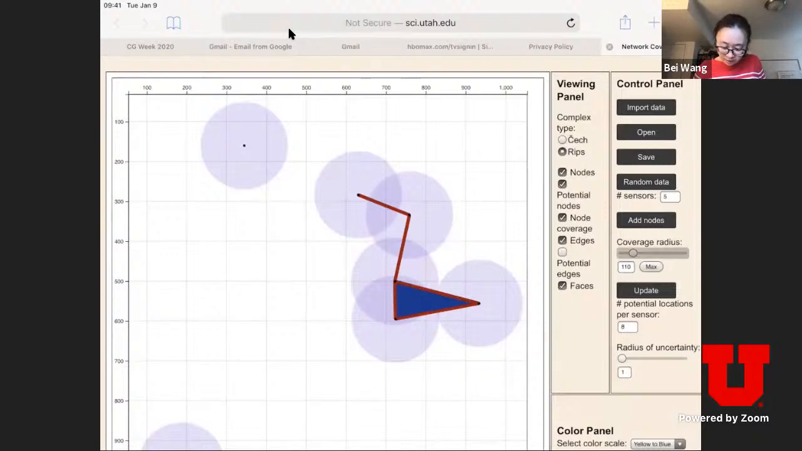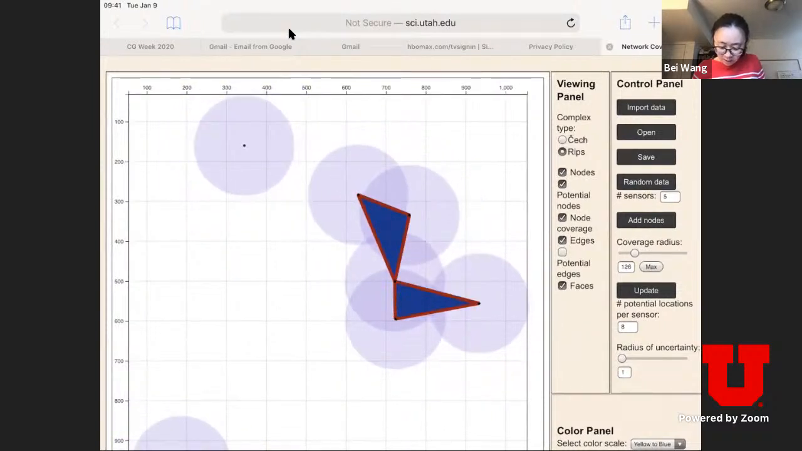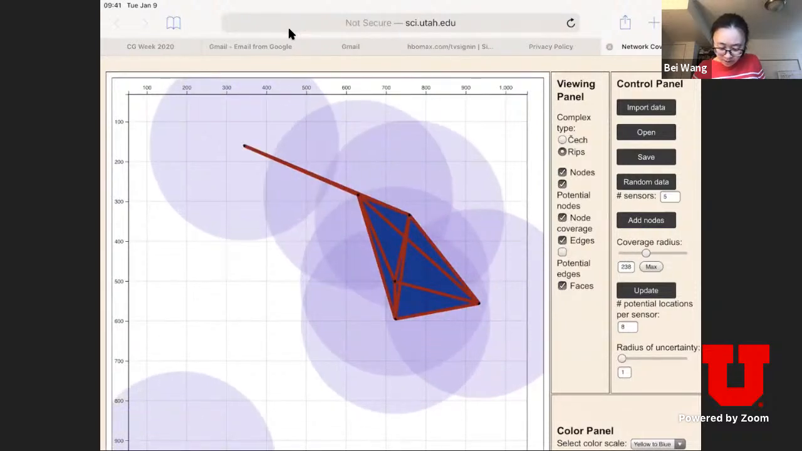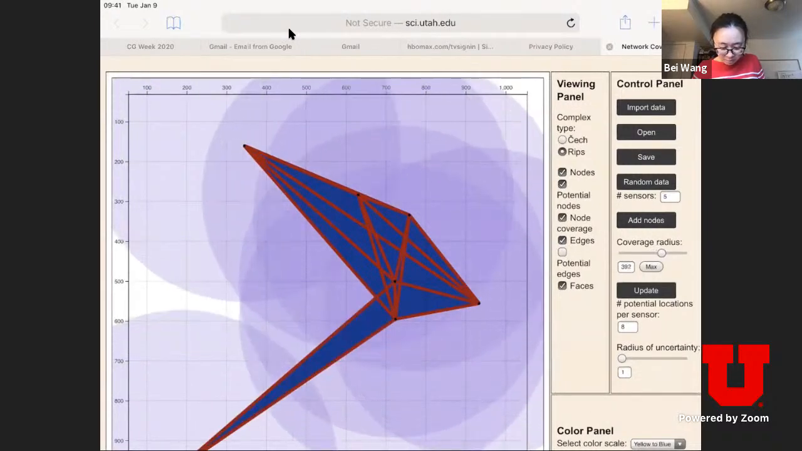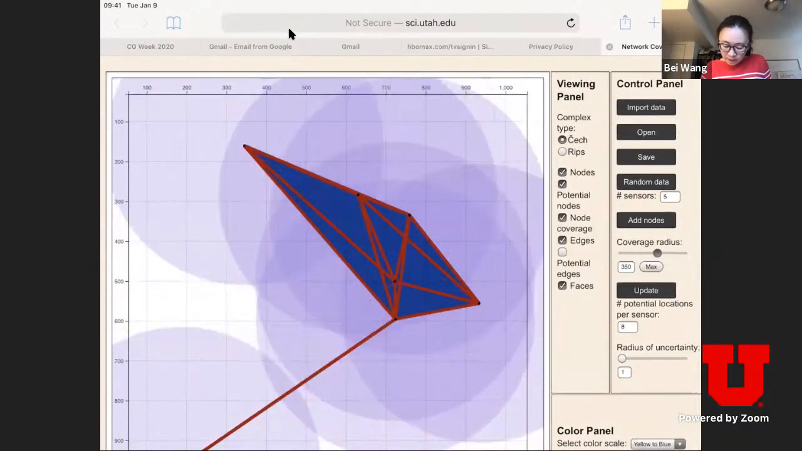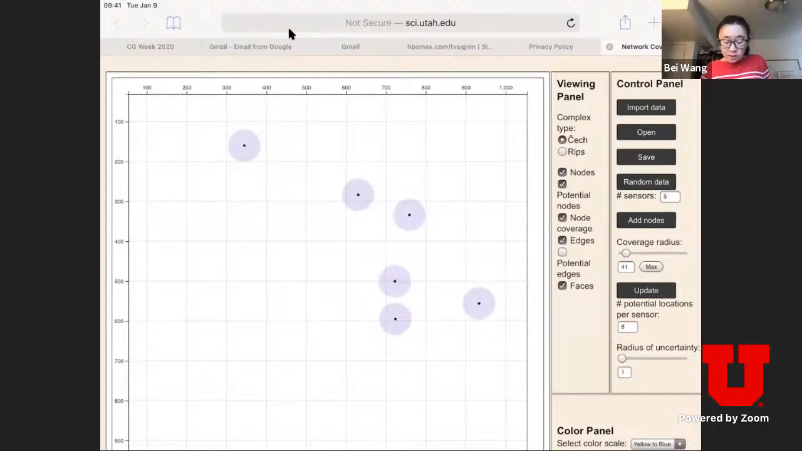But now I can do it further. As I increase my radius, I'm just doing it with my mouse. You can see how in the Čech scenario, more and more triangles are going to show up, and so on and so forth. Then you can do this until maybe the whole region is covered. So this is also a notion of how you think about coverage, especially in the Čech scenario. Again, think about each of these nodes as where a sensor is, and this is a scenario where the sensors are static, meaning that their locations are fixed.